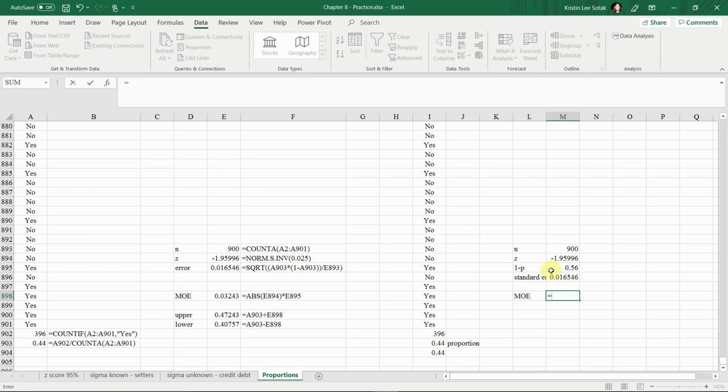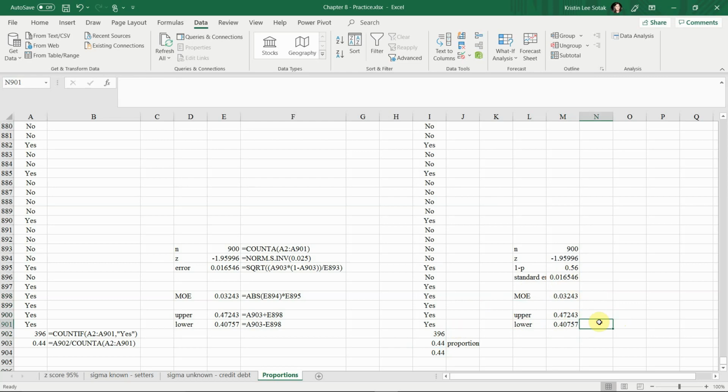So now we have our z, we have our standard error, so now we can calculate our margin of error, which is just equal to our z value times our standard error. Boom. So now we can create the upper and the lower limits. Upper is going to equal our proportion plus the margin of error, and our lower is going to be equal to our proportion minus the margin of error. So that is our interval right there.